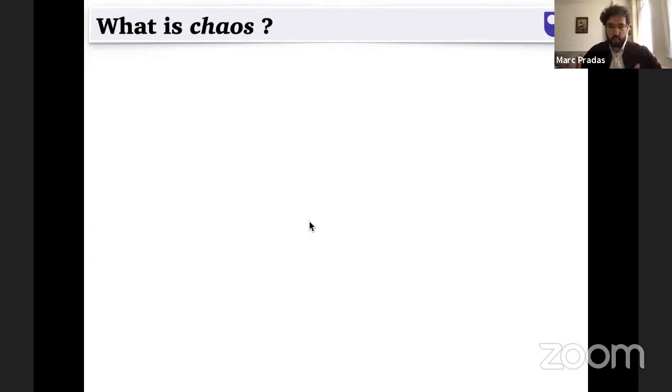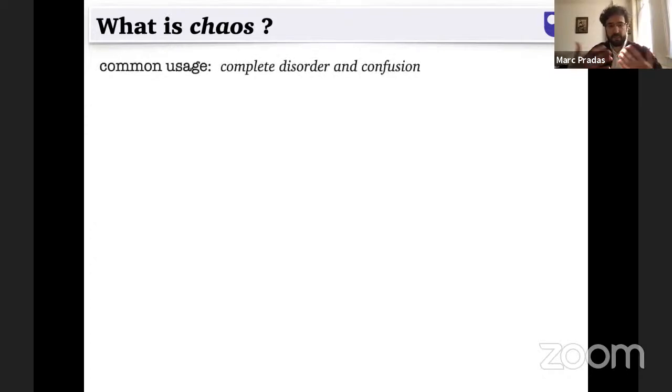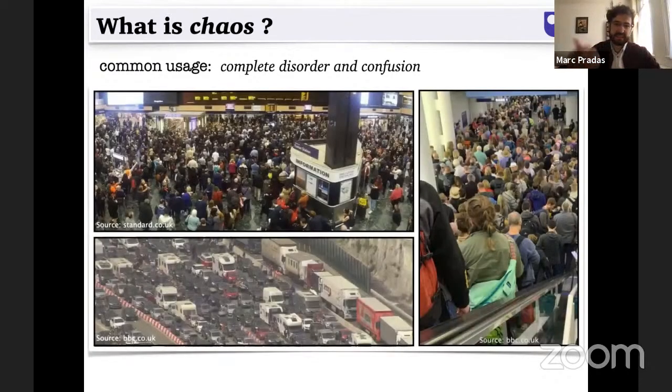But the word chaos is actually something that is very common in our vocabulary. And normally, in everyday situations, we think about chaos as something that is in complete disorder and confusion. Normally the word chaos makes it to the news headlines whenever we try to describe situations like this. We say that there are chaotic scenes at train stations, at airports, or on the roads. This is the idea of being in disorder and confusion, where we don't know what's going to happen. So that's the idea of chaos in our everyday experiences.